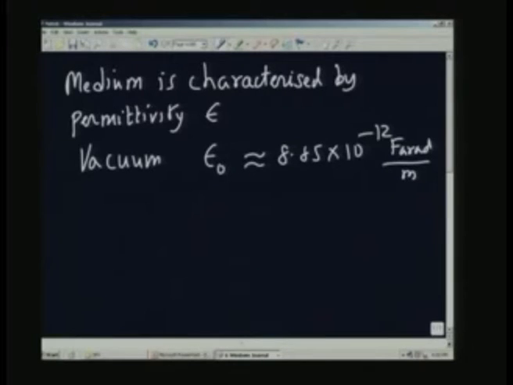This is a known value for vacuum, and for air it is very close to this actually. And the value k which we have there is nothing but epsilon divided by epsilon naught. This is called the relative permittivity.